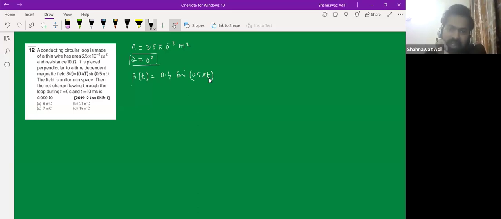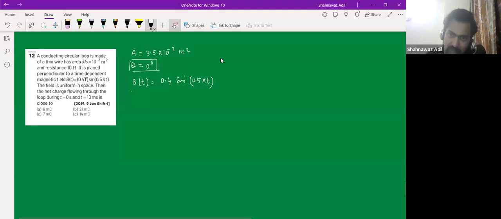The field is uniform in space. Then the net charge flowing through the loop during t equal to 0 second to t equal to 10 millisecond is closed, right? So we have to find out the net charge. Magnetic field is given and area is given, and we have to find out the charge.